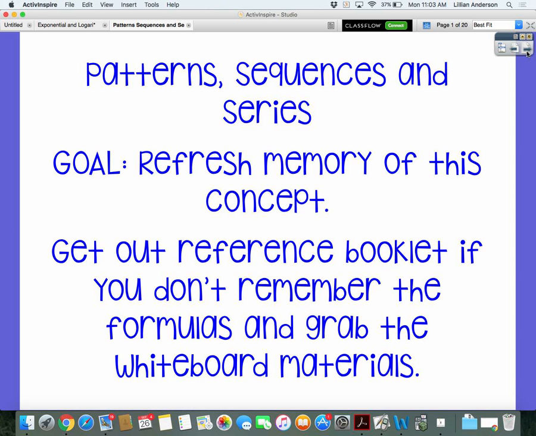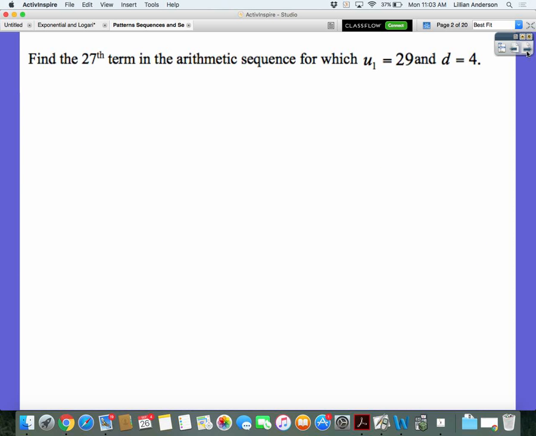There's also the binomial expansion things that we're also dealing with as well, but we'll get to that when we get there, okay? So this first one, find the 27th term of the arithmetic sequence for which U1 equals 29 and D equals 4. So you guys are working on this, right?